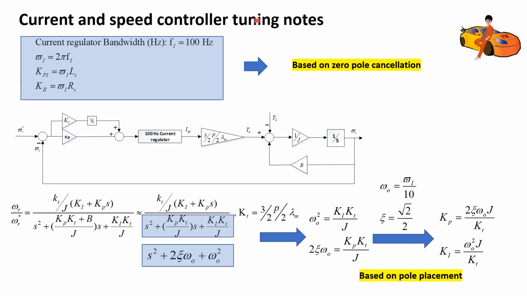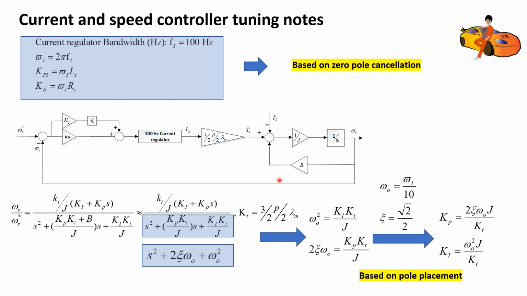And these are some tuning notes. Basically, the current regulator is not the main focus of this project, but this is how it is tuned. It's based on zero pole cancellation, and based on machine parameters, you set it to 100 Hz bandwidth. So this is a 100 Hz current regulator. This is a simple diagram showing you the plant model and the PI controller.